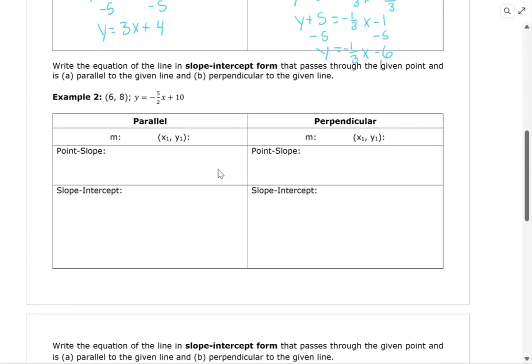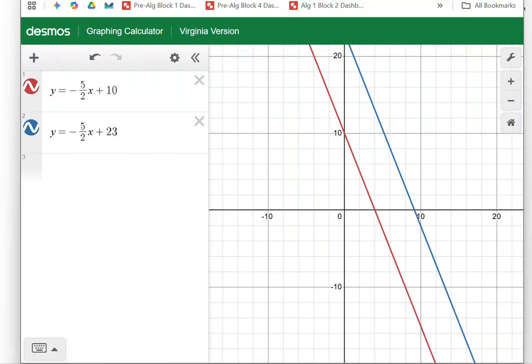So again, it's having us write the equation of the line in slope-intercept form that passes through the given point, where part A is parallel to the given line, and part B is perpendicular. Looking at example 2, we have the ordered pair 6, 8, and then we also have this equation in slope-intercept form. If we put that equation into our graph, it's going to look like this right here.